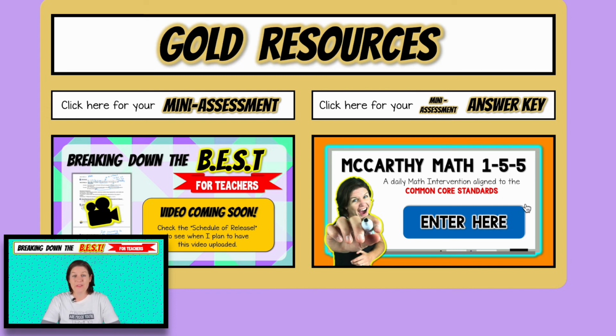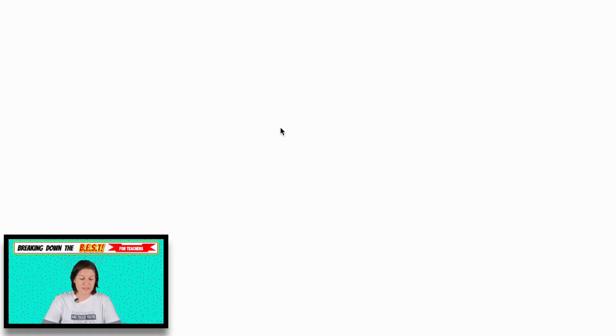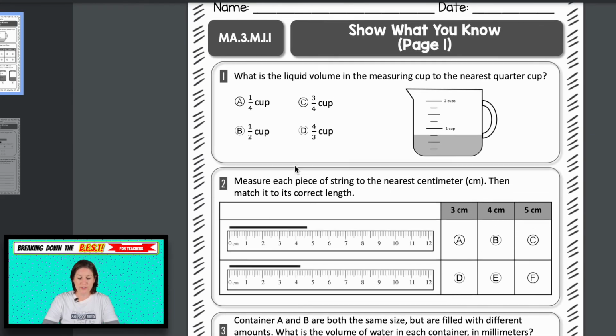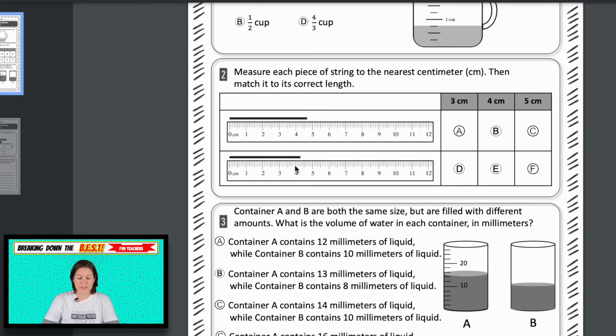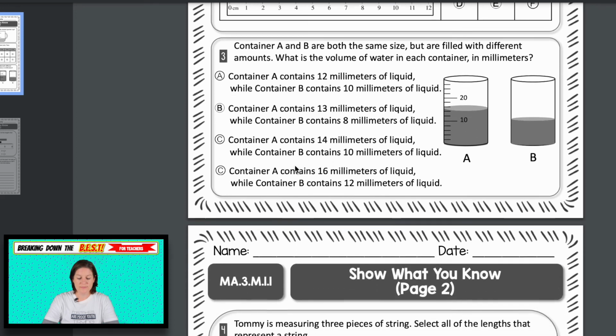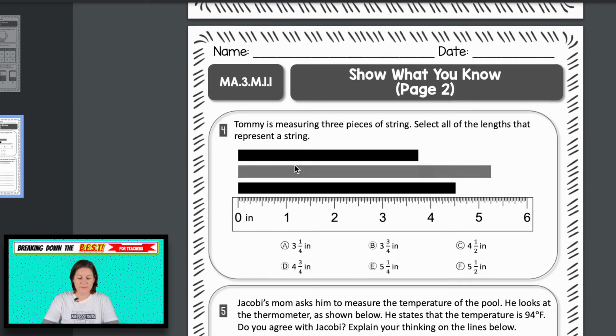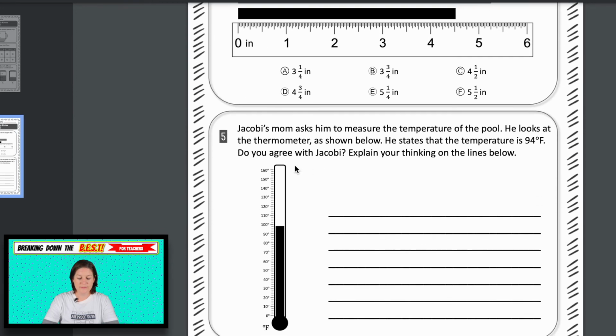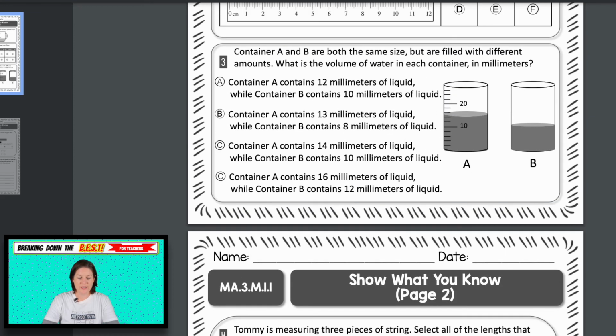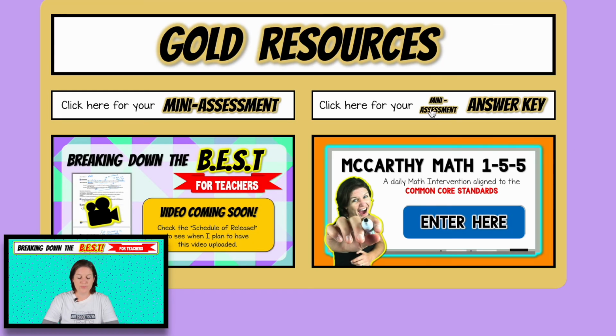And you also have access to McCarthy Math 155, which is a big deal. There's a lot for you to utilize there. So let's click on the mini assessment just so you can take a look at the variety of question types that we see. All right, and there's also an answer key right there for you.